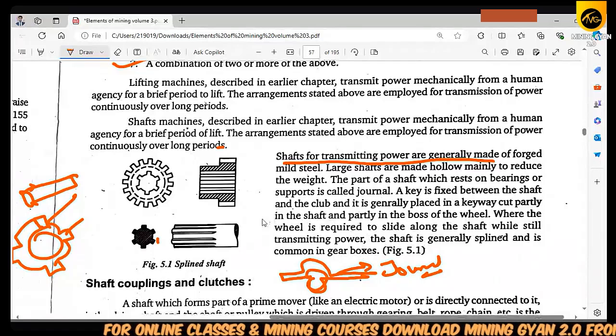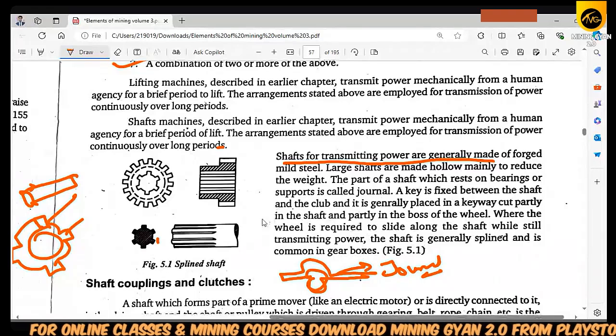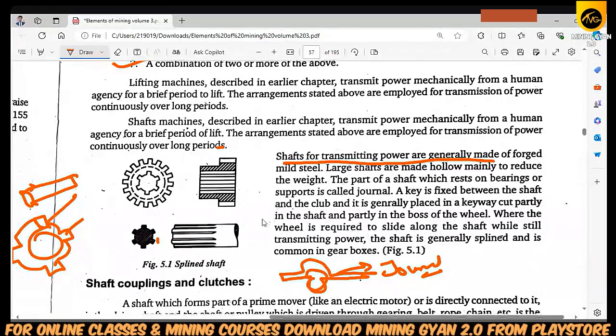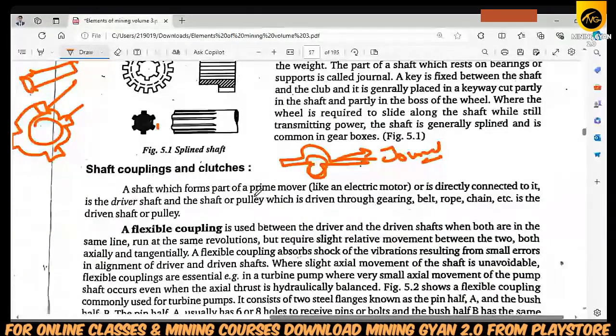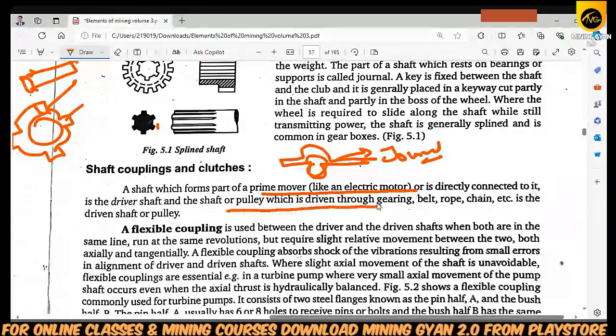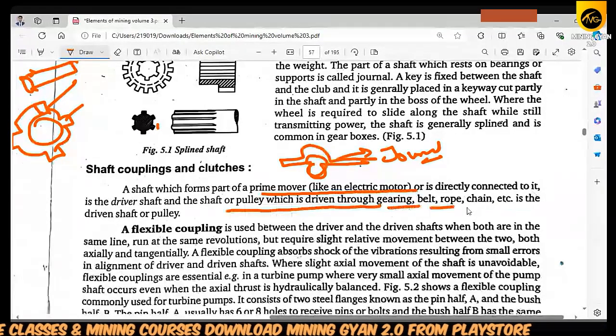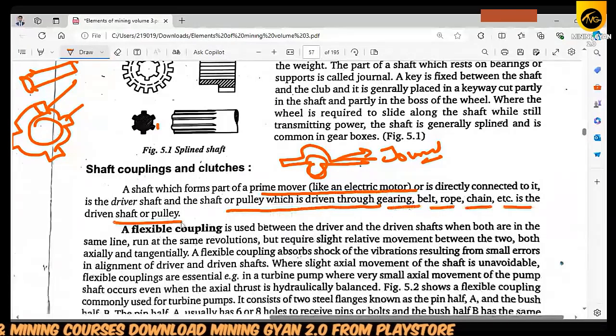I am Sidhu Srinivas. In today's class we will understand mechanical transmission. Coming to the shaft, coupling and clutches: a shaft from a prime mover like an electric motor is directly connected to the driver's shaft, and a shaft or pulley is driven through the gearing, belt, rope, chain, etc. In this chapter you will understand shaft, coupling and clutches.